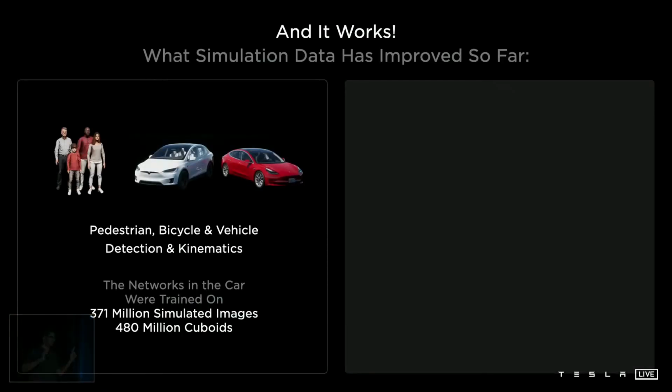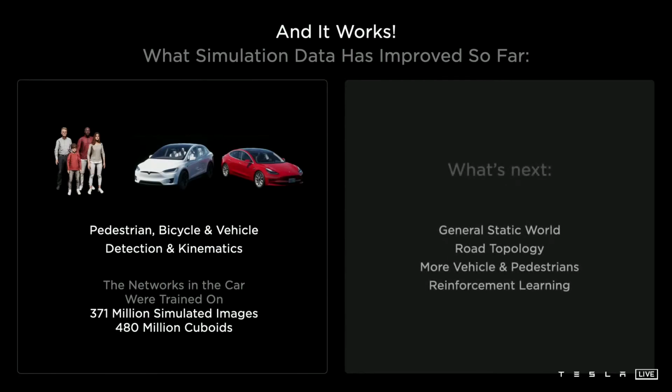But this is not all talk, because networks trained in the car already use simulation data. We used 300 million images with almost 500 million labels. And we want to crush down all the tasks that are going to come up for the next several months. With that, I invite Milan to explain how we scale these operations and really build a label factory and spit out millions of labels.